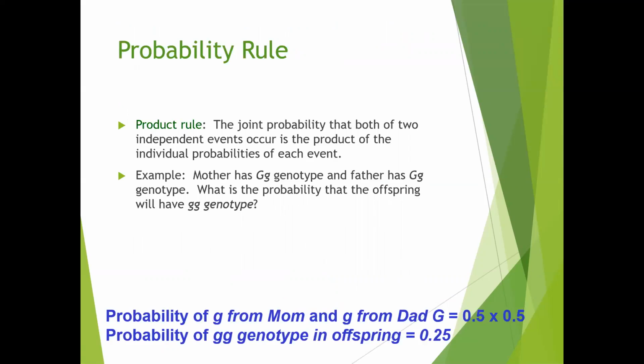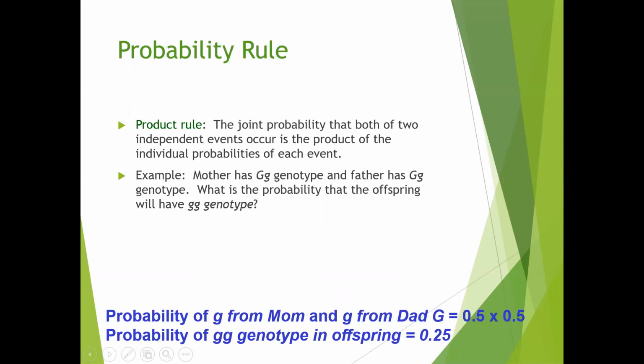So the joint probability that both events occur is the product, and then you would put them together. Again, this is going to help you when you're doing bigger crosses, which we don't do. But let's say you have a mom who has a heterozygous genotype and a dad that has a heterozygous genotype. And what's the probability of the offspring having the homozygous recessive genotype? And so instead of doing a Punnett square, you'd actually do the product rule.